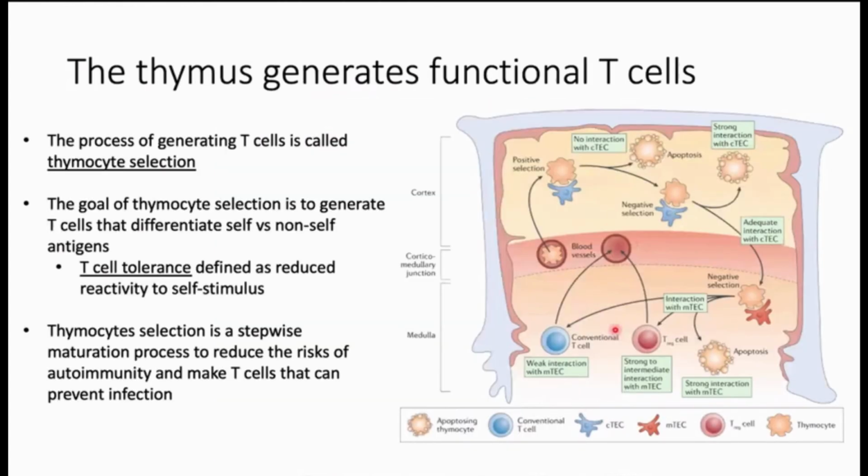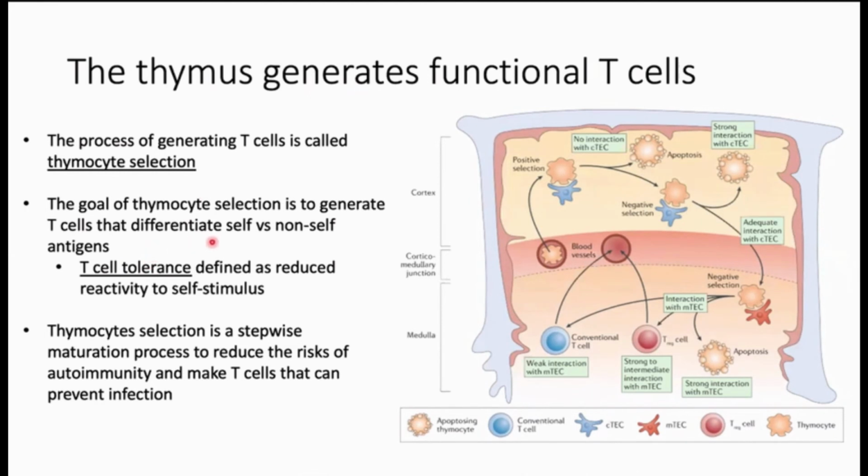The first thing I want to talk about is what the thymus is doing, and the thymus really is important in generating functional T cells. The process of generating T cells is called thymocyte selection, and the goal of thymocyte selection is to generate T cells that differentiate self versus non-self antigens. And so this is really a central tenet of immunology, and this is also termed T cell tolerance.